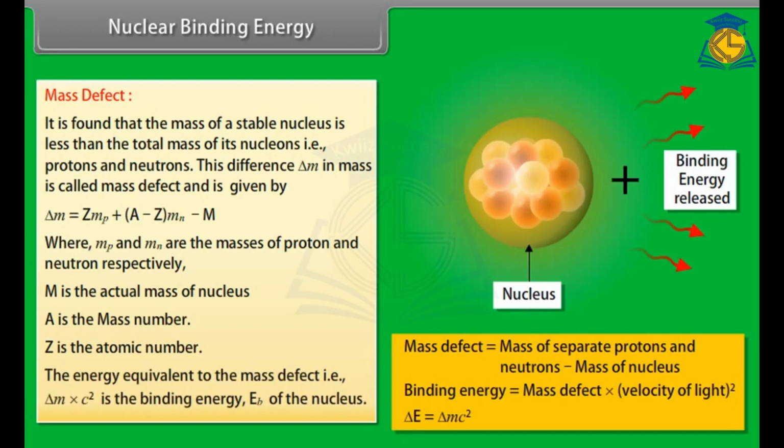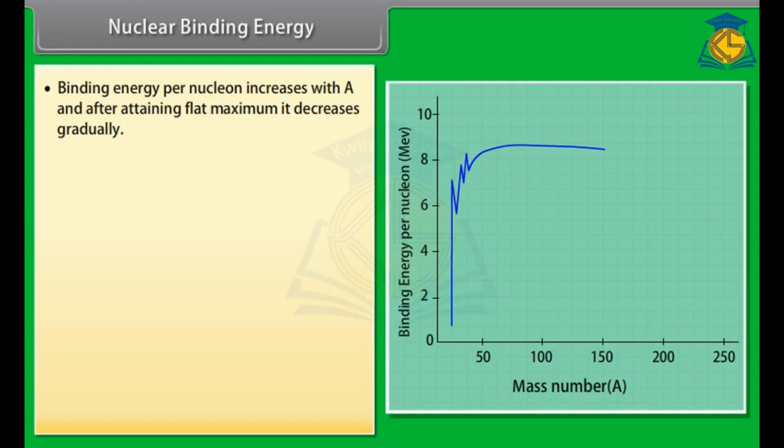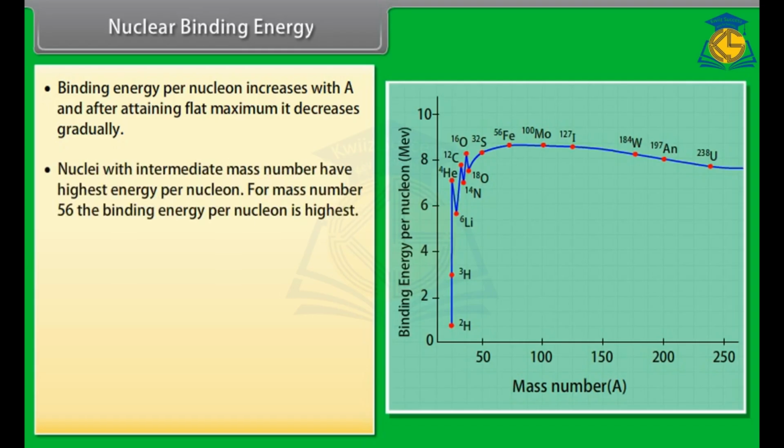The energy equivalent to the mass defect, that is Δm c², is the binding energy, EB, of the nucleus. From the graph, we note that binding energy per nucleon increases with A, and after attaining a flat maximum, it decreases gradually. Nuclei with intermediate mass number have highest binding energy per nucleon. For mass number 56, the binding energy per nucleon is highest.